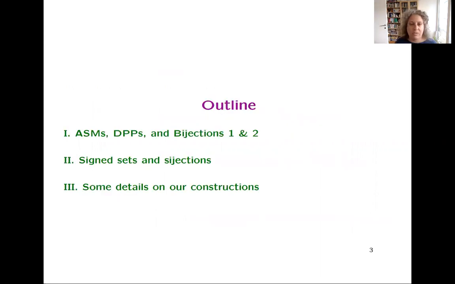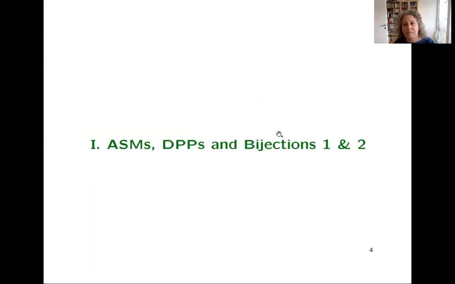So I will start with an introduction with definitions and a brief description of our results. Then I will show you some general constructions, which can presumably also be applied to other problems. And then I will say something about some details on our constructions.